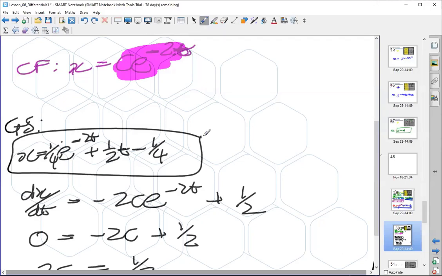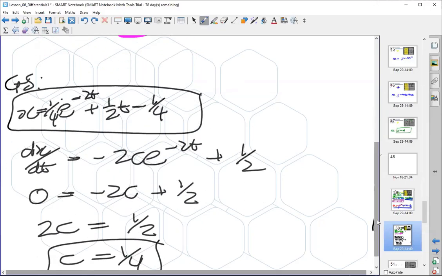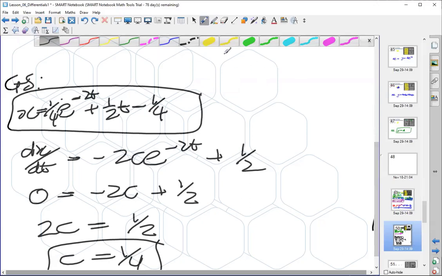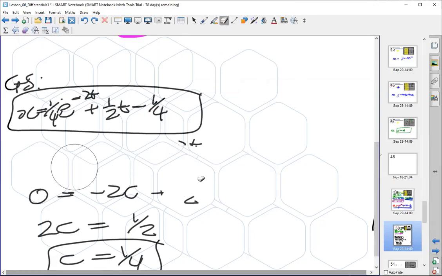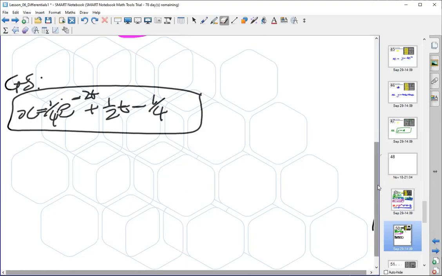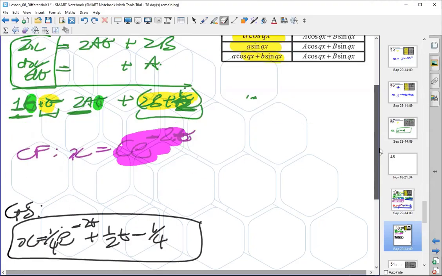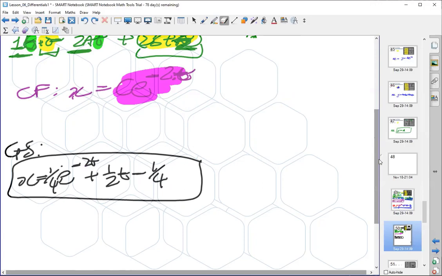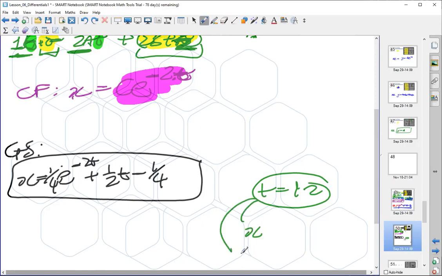Okay, now we want to check this. So how do we check it? It's not a quick check. So what we're going to do is pick a random number, and we're going to pick 1.2. I bet you're surprised by that random number. T equals 1.2. What we're going to do is work out x and work out dx by dt, and we're going to do them both on the calculator.